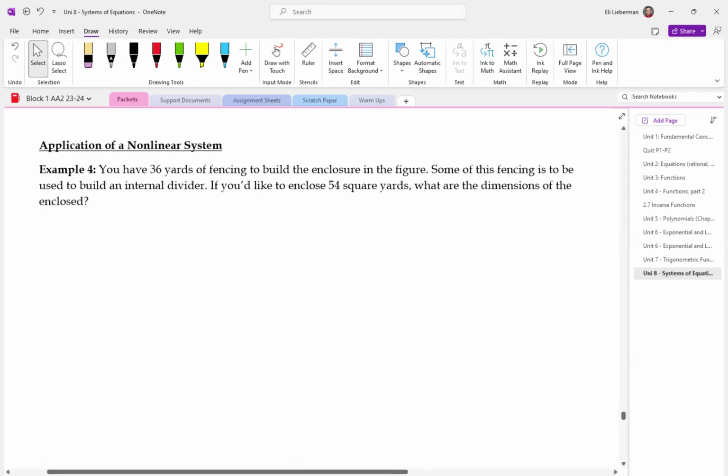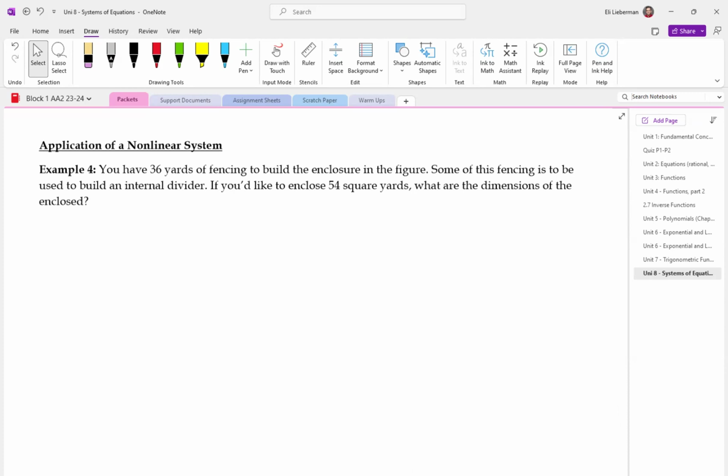Applications of a nonlinear system. So let's say you have 36 yards of fencing to build an enclosure in the figure. I think they may be missing a figure. Some of this fencing is to be used to build an internal divider. If you'd like to enclose 54 square yards, what are the dimensions of the enclosed?